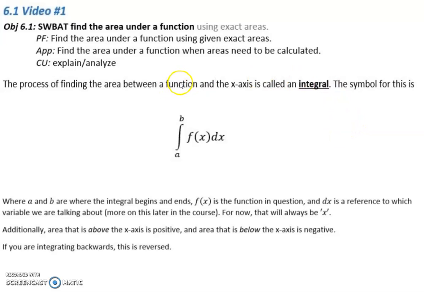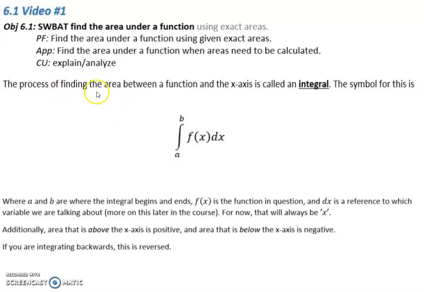All right, this is one of my favorite objectives to teach. 6.1 is that you will be able to find the area under a function using exact areas. The procedural fluency level is going to be when I'm giving you the areas, like exactly what they are. The application level is when you need to find them yourself.